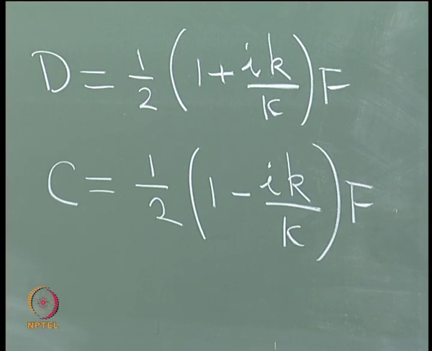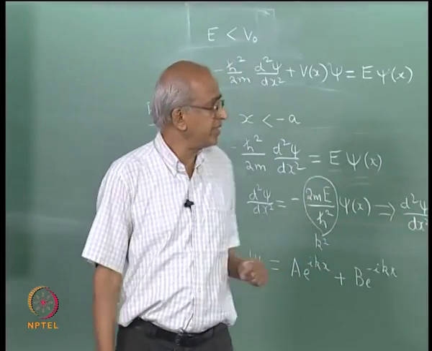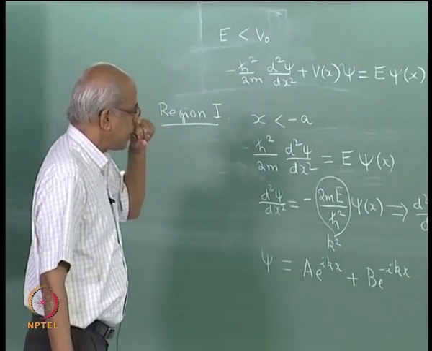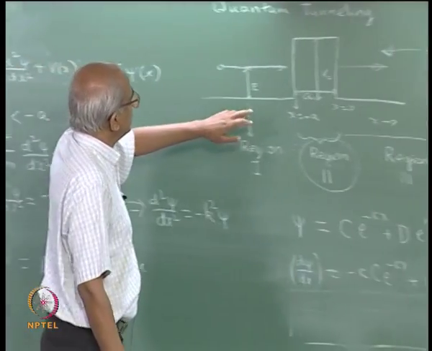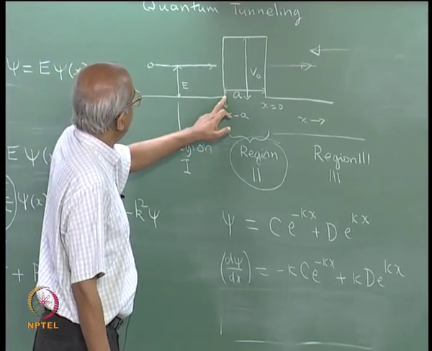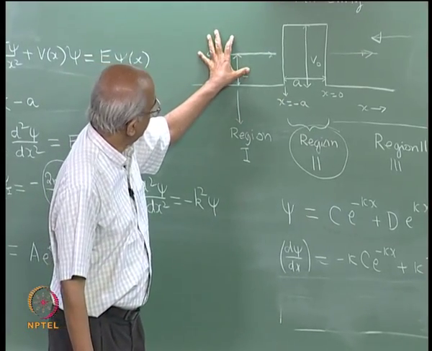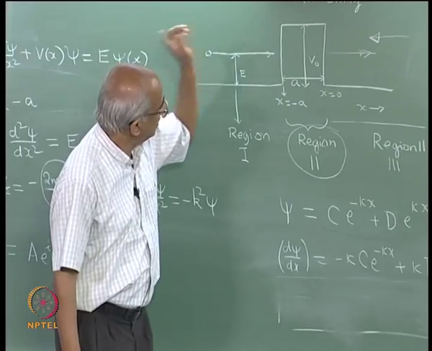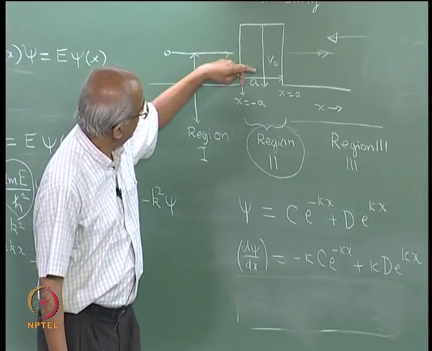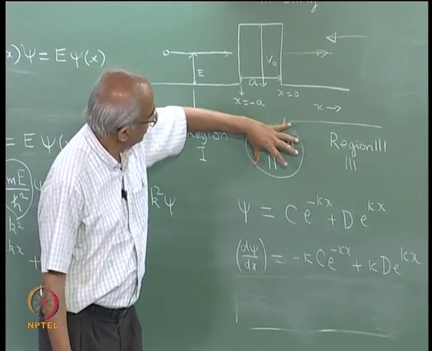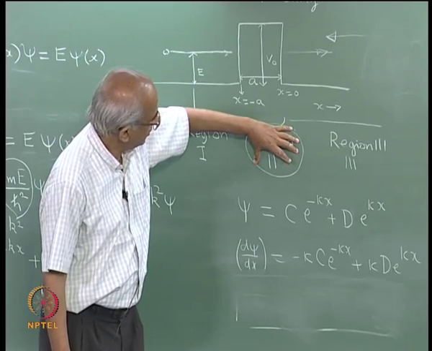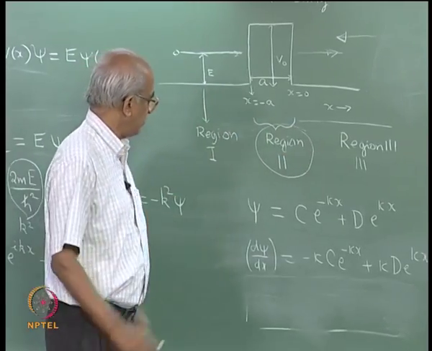And now I am going to do a similar thing at the other boundary, because we have two boundaries. At the other boundary, what will you do? You will say that the wave function evaluated at this point using the functional form appropriate for region 1 should be equal to the wave function evaluated at this point using the functional form appropriate for region 2. So those two have to be equal.